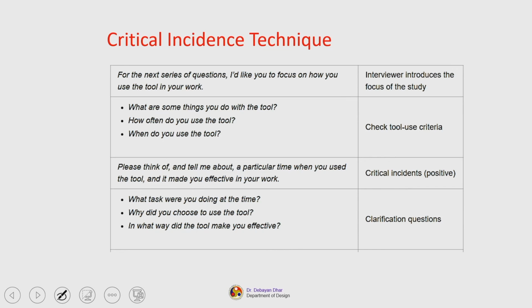What task were you doing at that time? Why did you choose to use this tool? In what way did the tool make you effective? Right? So, the focus is on effectiveness, which is a positive criterion, and therefore, these incidents are the critical incidents that get recorded. So, we are trying to understand those critical incidents.